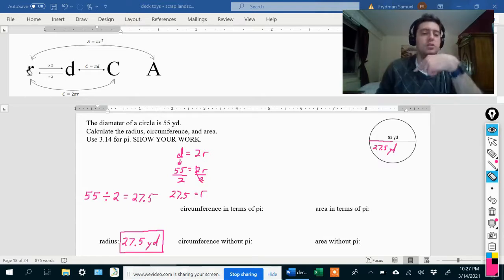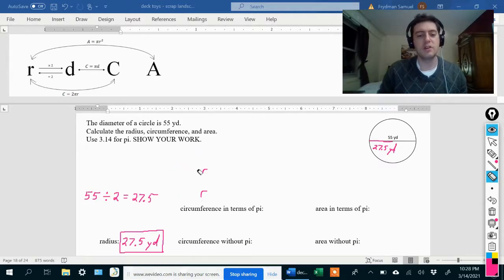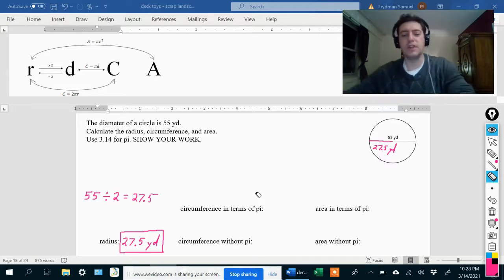And it's also so simple if we're given the radius and we want to know the diameter, we'll just multiply by 2. Going through the whole process of writing the equation and plugging in and solving for something as simple as that is just a little bit too time consuming. So you could do it if you want, but I don't usually do it that way.